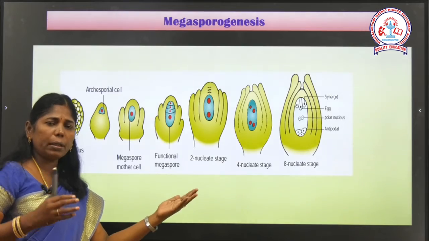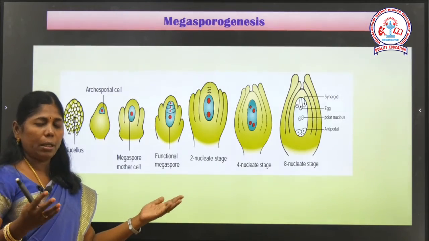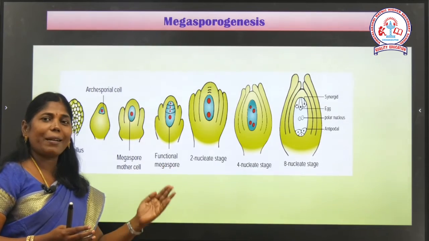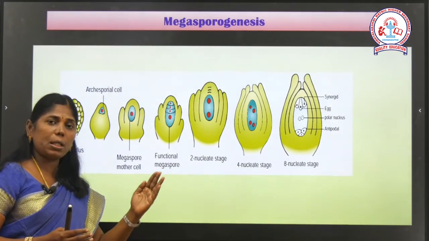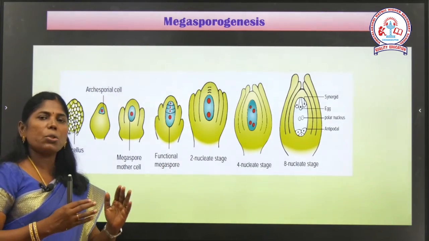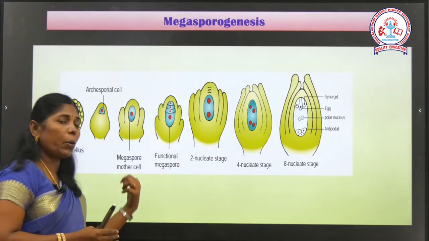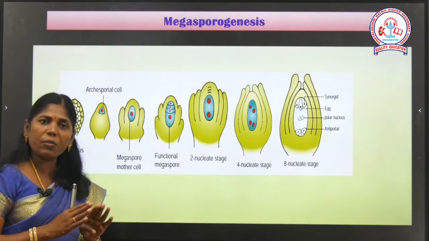One is the outer layer, one is the inner layer. But in microsporogenesis, the primary parietal layer undergoes anticlinal and periclinal division to form the three anther walls. But what about here? The three anther walls are not formed here.